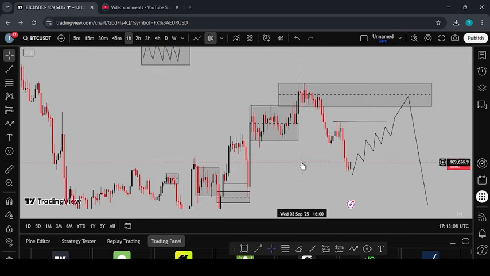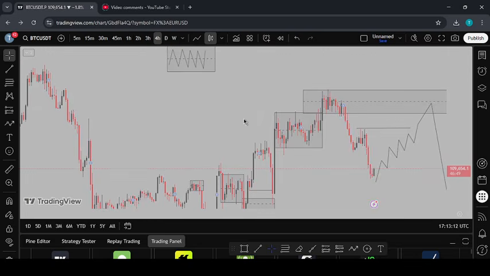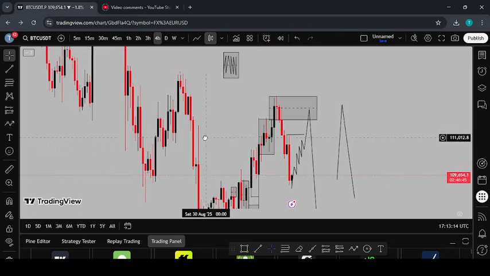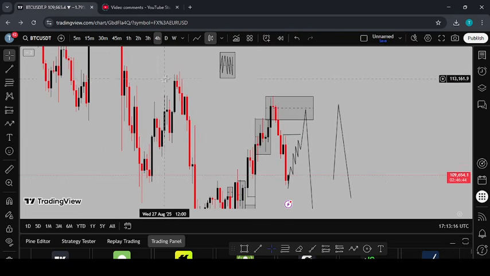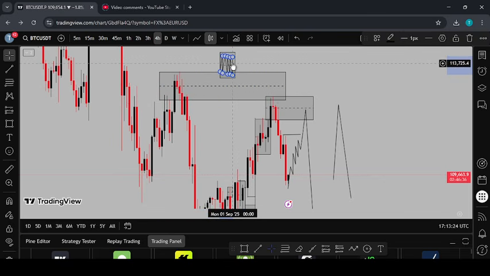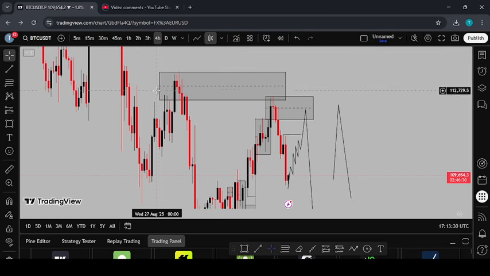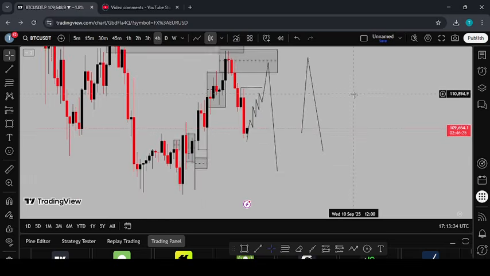And this range is actually much stronger, and we can also add confluence with the 4-hour supply zone here that the market has tapped into, right? We can also add as a confluence this sell order block that the market has tapped into.